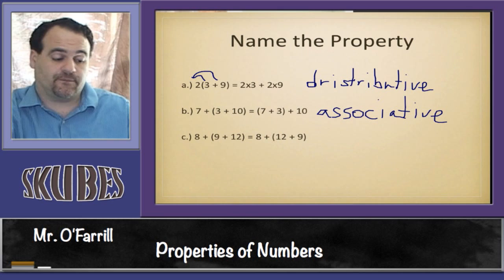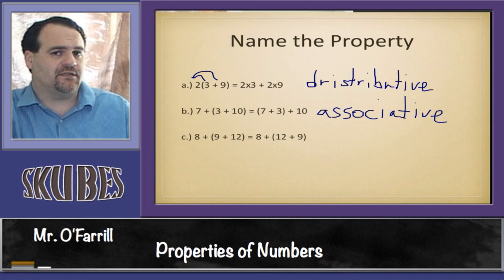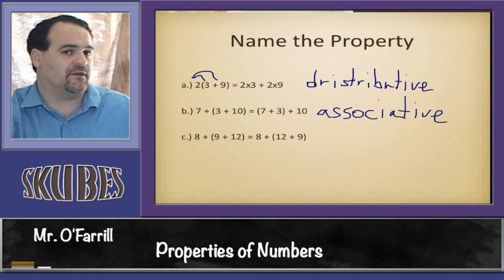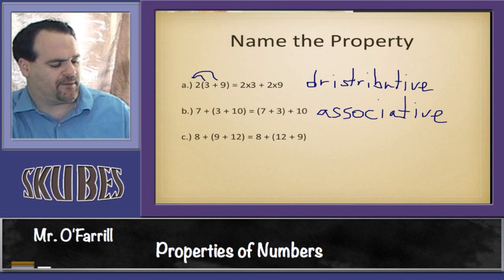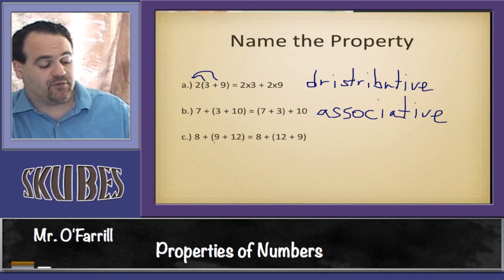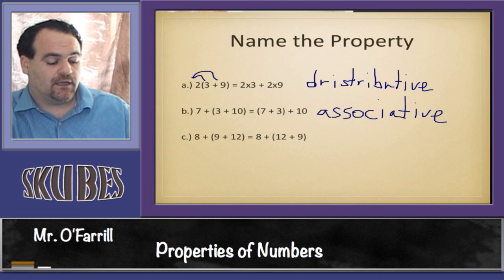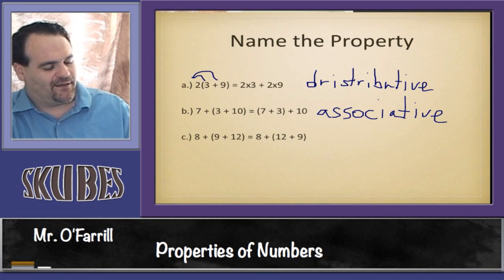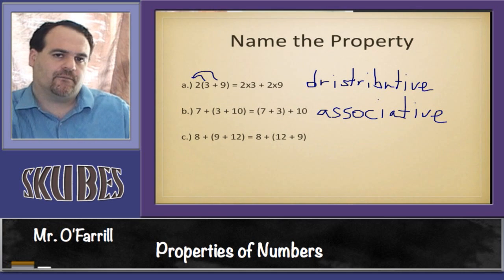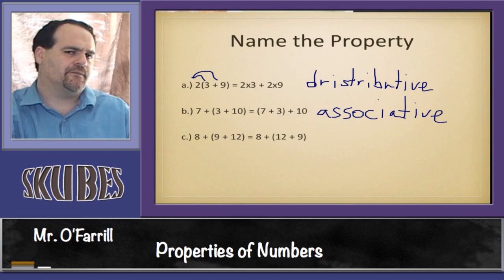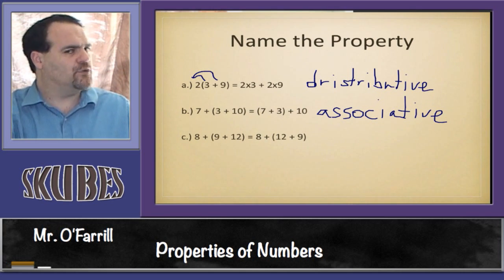Let's take a look at this last one. Looks a lot like B, doesn't it? It's got 3 things and there's parentheses. Wonder which one's going to happen. We have 8 plus 9 plus 12, excuse me. And here we have 8 plus 12 plus 9. What changed? Did the parentheses move this time?